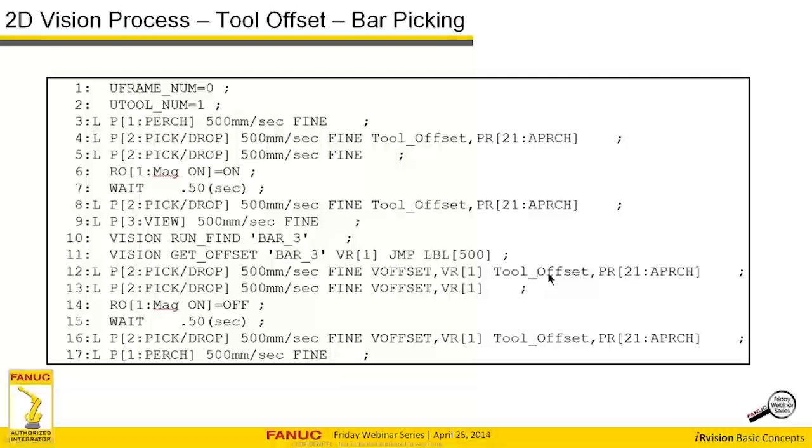So you can use a tool offset for approach and combine that with a V offset, a tool offset for positional information, to adjust the robot position to get the part where you want it back to its nominal position. So we go back to our place position, move down, turn the magnet off, and move back up and back to our perch position. So 3 positions, 17 lines of code. You're doing an iRVision guided place process. Pretty basic.